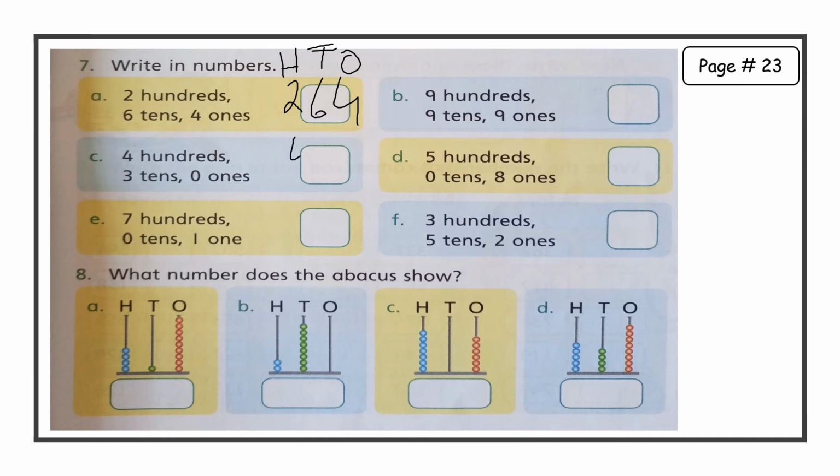Again 4 hundreds, 3 tens, 0 ones. 7 hundreds, 0 tens and 1 one. And these three parts you have to do by yourself.